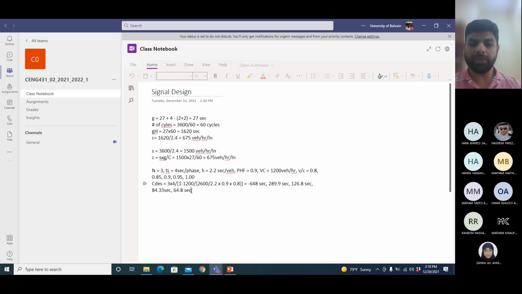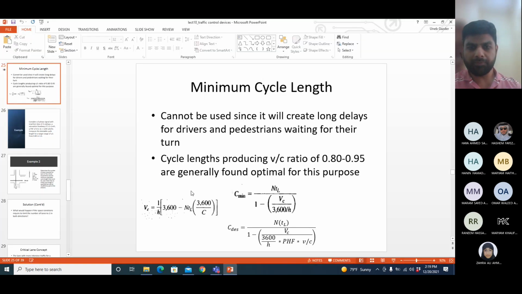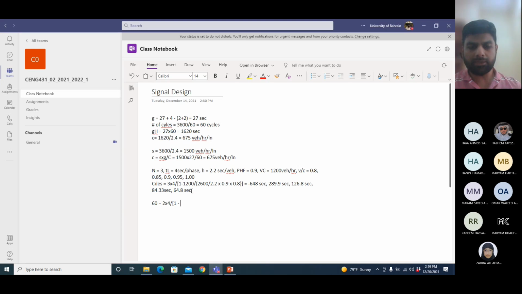I have an equation for minimum cycle length. I have two phases, 4 seconds per phase of lost time, 1 minus VC. I'm trying to find out VC here. 3600 upon saturation headway 2.3. Okay, so you need to tell me the value of VC.